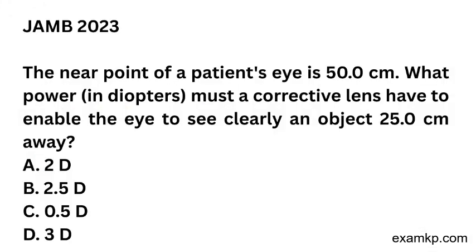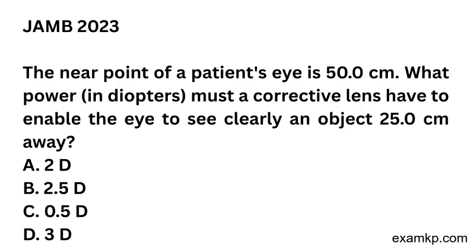Okay, now for a JAMB question. This is a classic calculation problem that combines what we know about lenses with the human eye. So a patient can only see clearly up to 50 centimeters, but they want to read something at 25 centimeters. We need to find the power of the glasses they need. This is a two-step problem. First the lens formula, then the power formula.